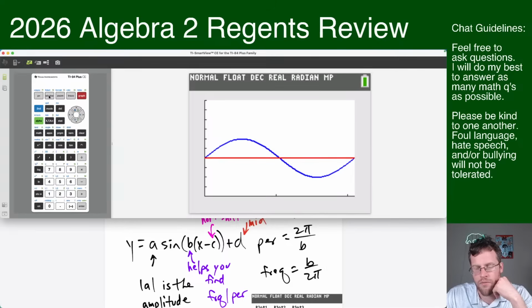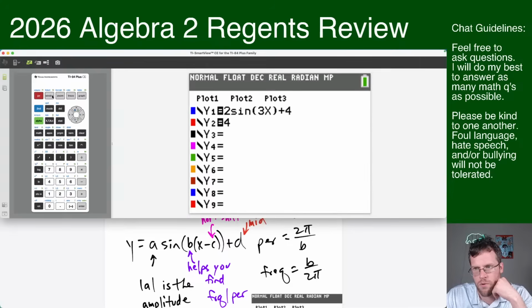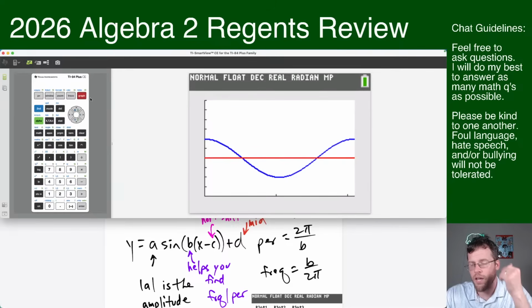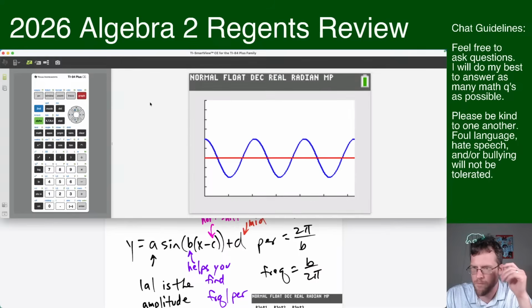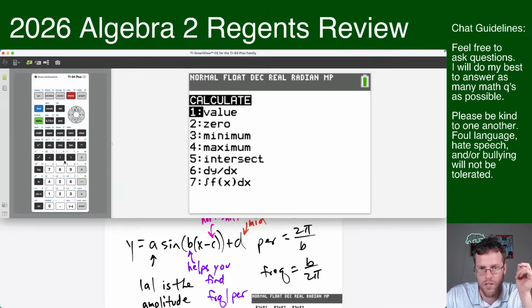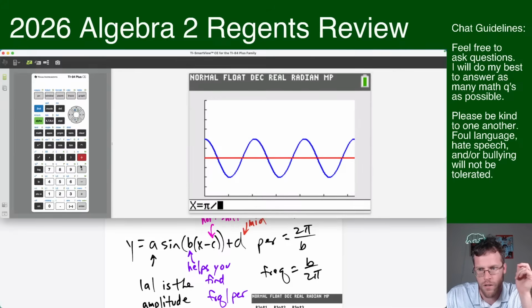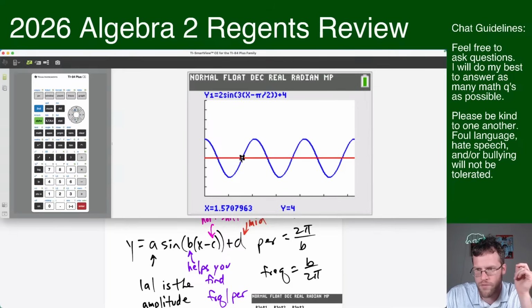If I throw in a horizontal shift, this is where things get a little wacky. Let's say I do a horizontal shift of pi over 2. So x minus pi over 2, and then I write plus 4 on the outside. Let me go back to 0 to 2 pi again. It may not seem like it changed a lot, but now if I do second trace value and go to pi over 2, it basically just slid the whole graph to the right by pi over 2.